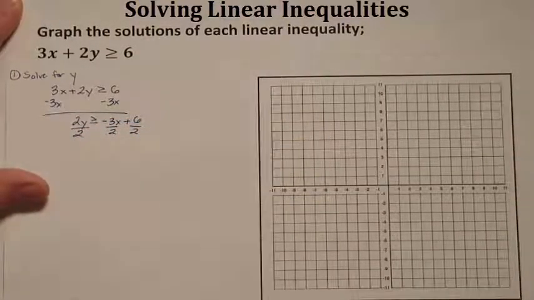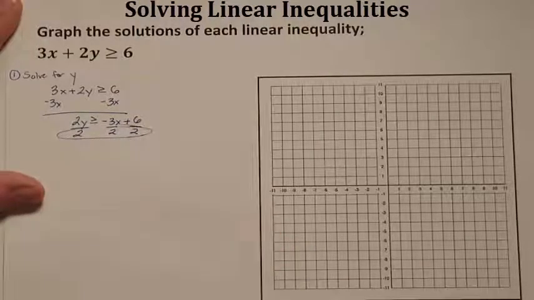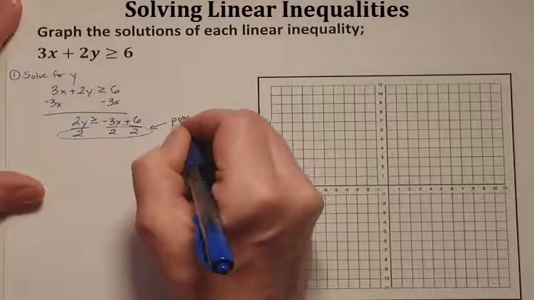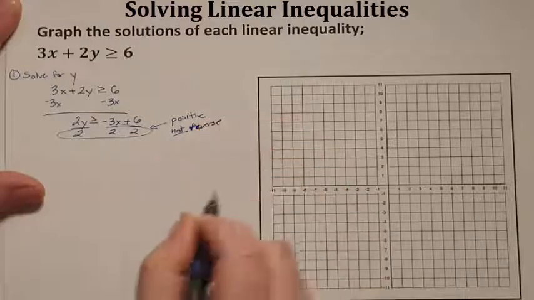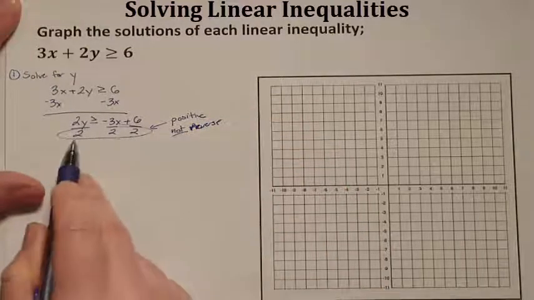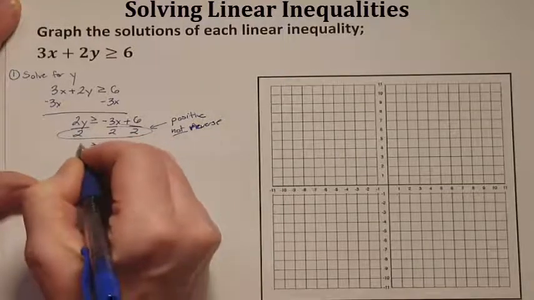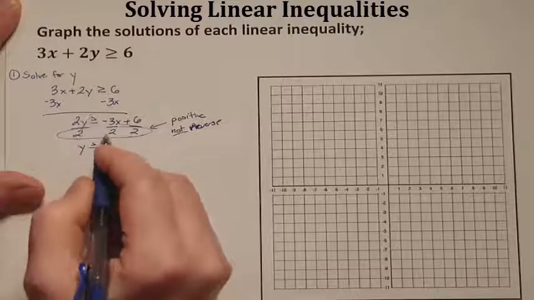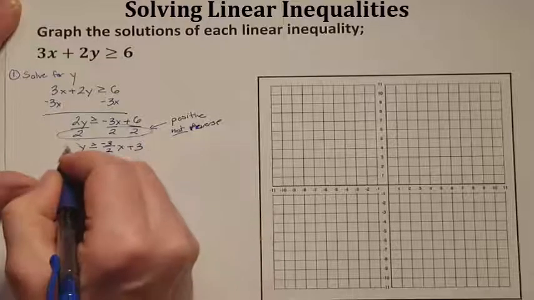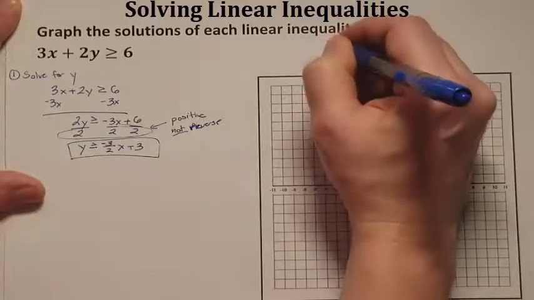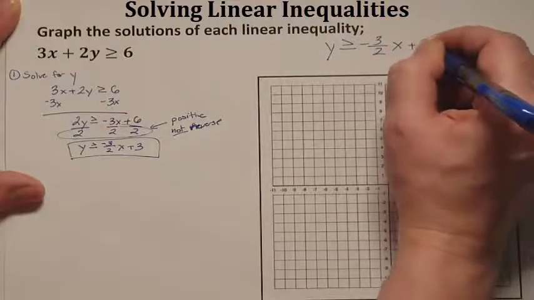Now wait, you remember when we were dealing with inequalities, if we are to divide by something, we have to stop and take a look. This is a positive number. If it's a positive number, we do not reverse the symbol. Remember, the only time we reverse the symbol is if this was a negative. So the symbol is going to stay the exact same. 2 divided by 2 is 1, so I have 1y is greater than or equal to negative 3/2 x plus 3. So this is the equation that we are actually graphing. We are graphing y is greater than or equal to negative 3/2 x plus 3.